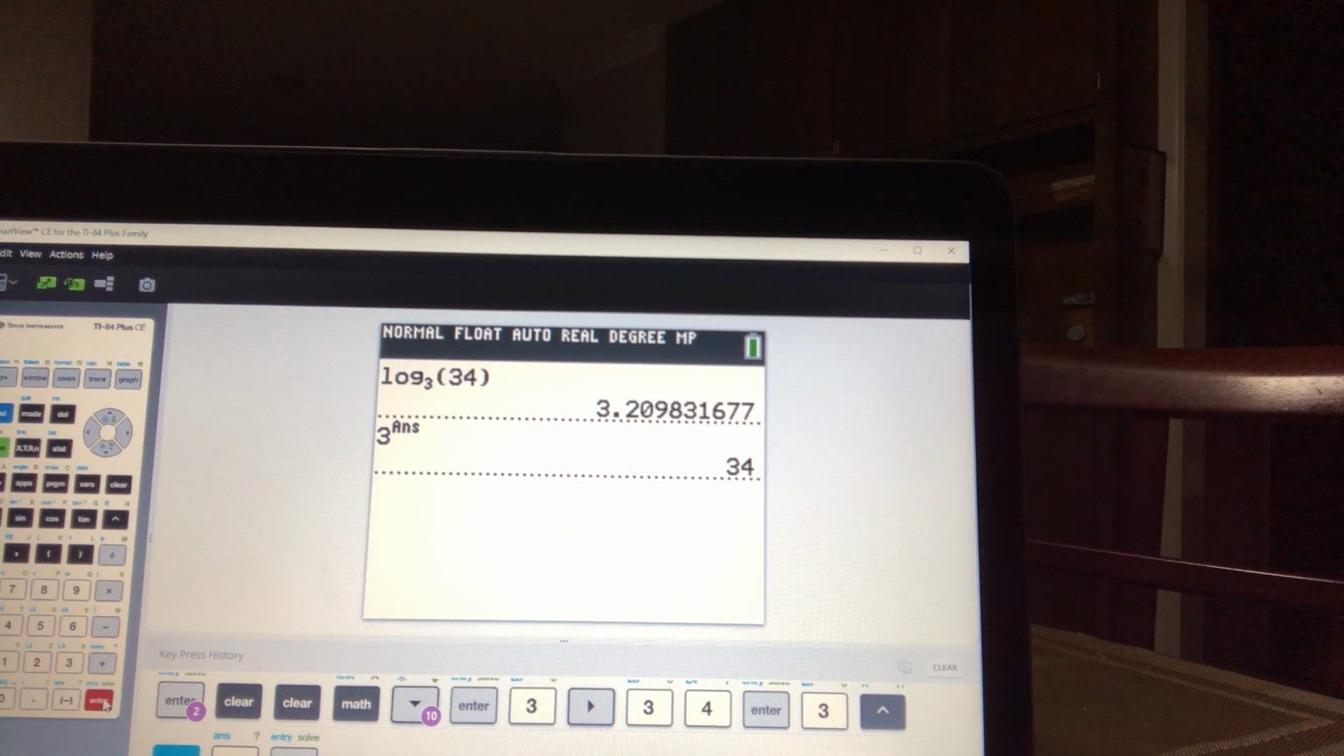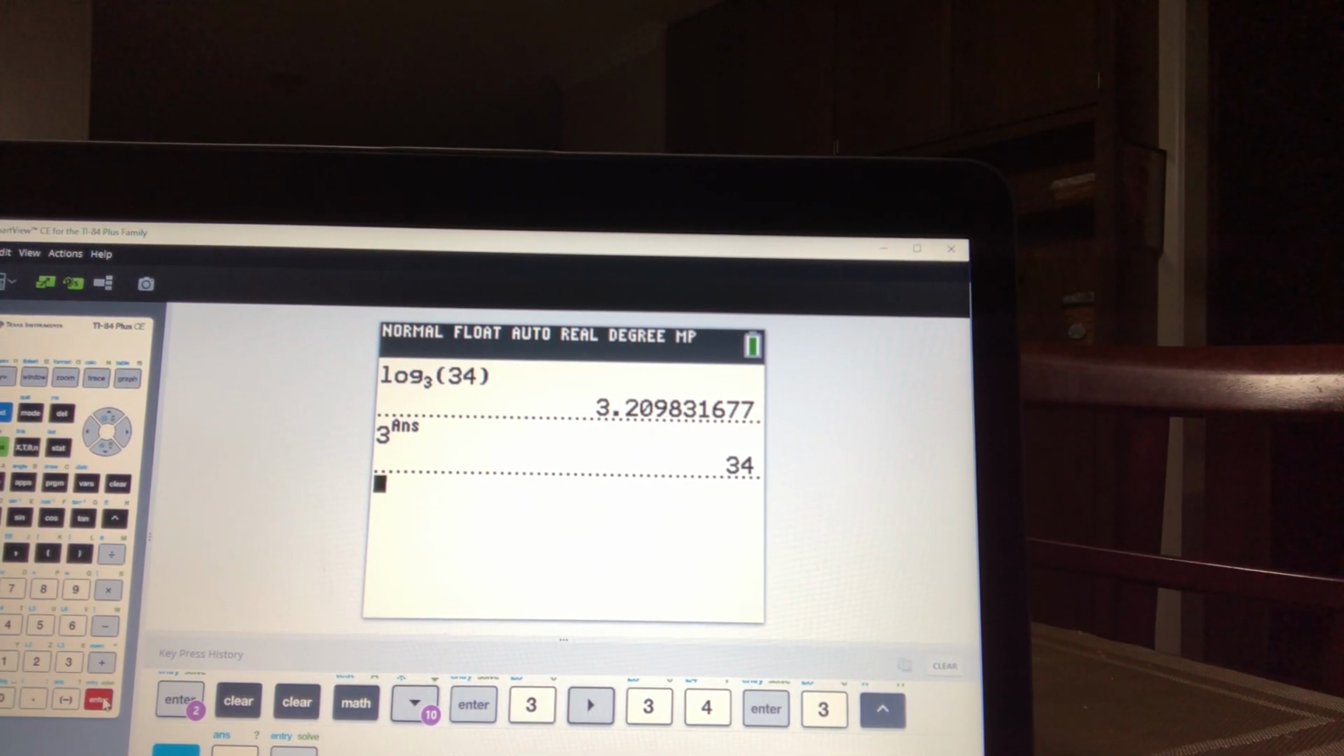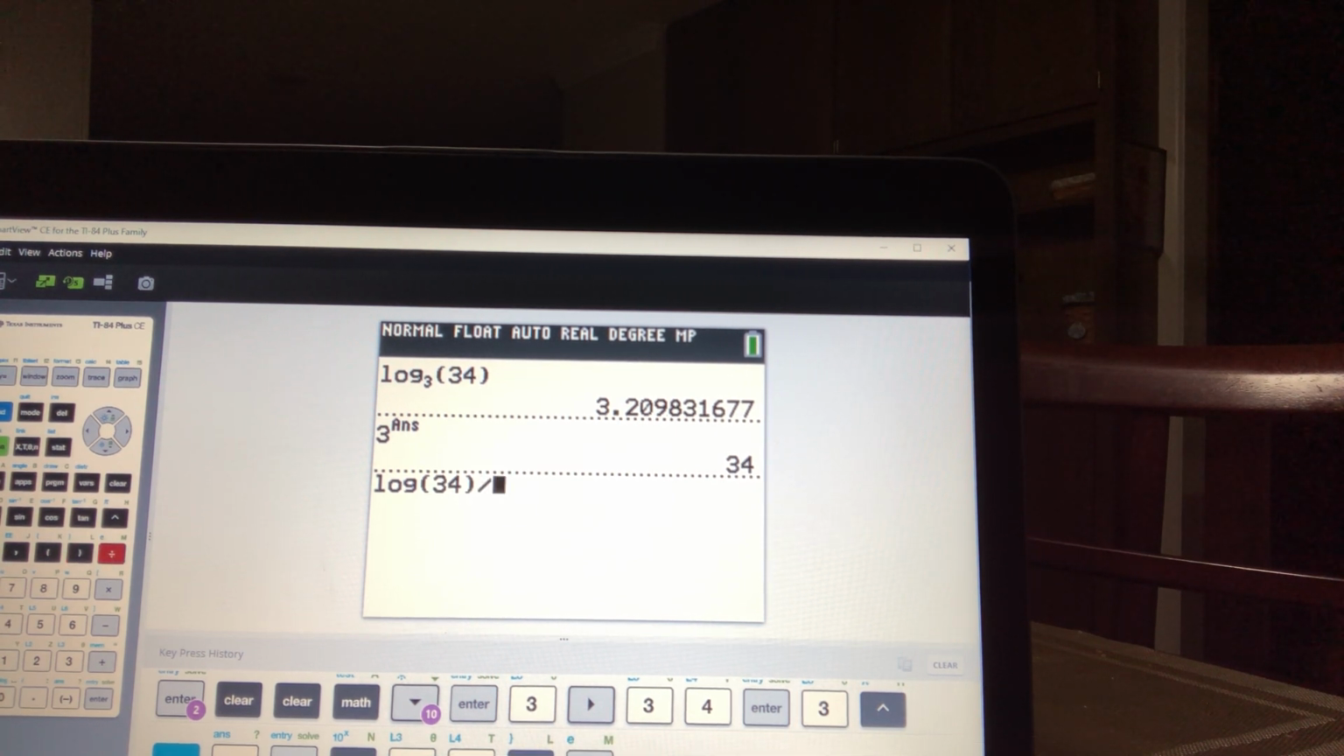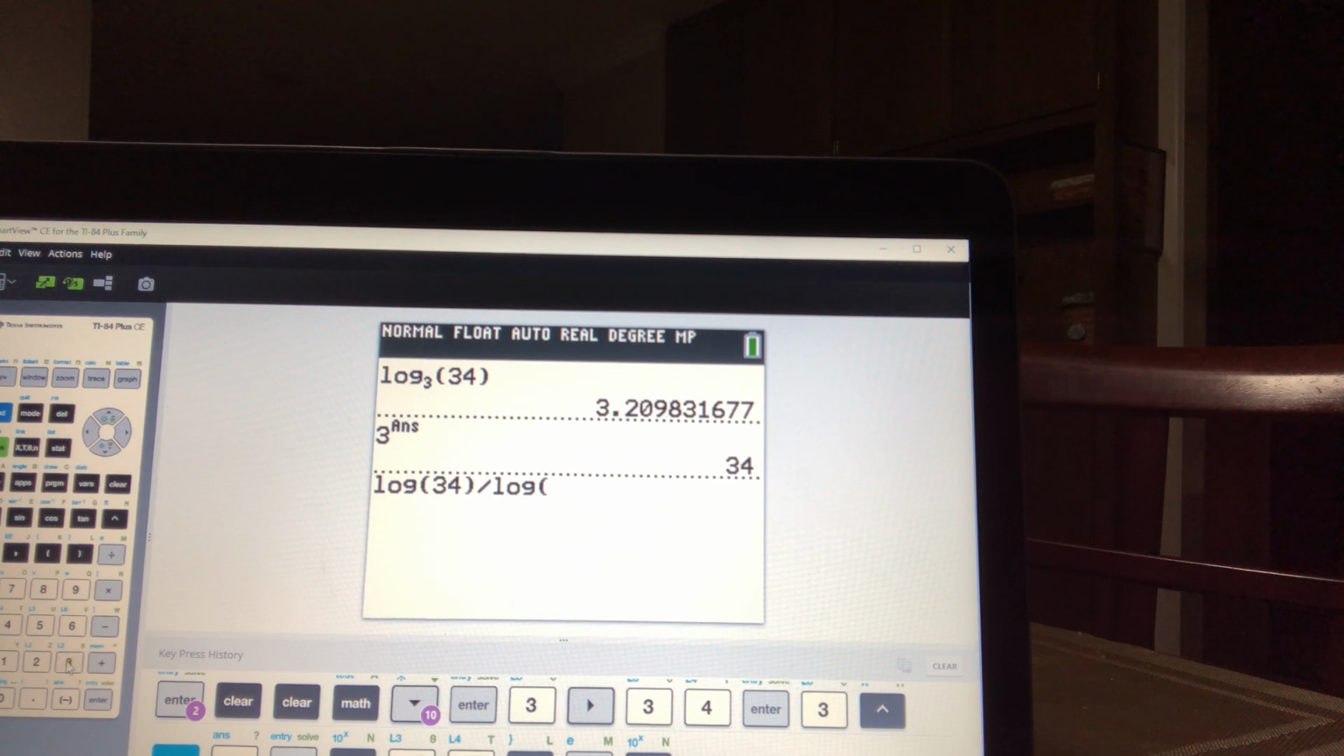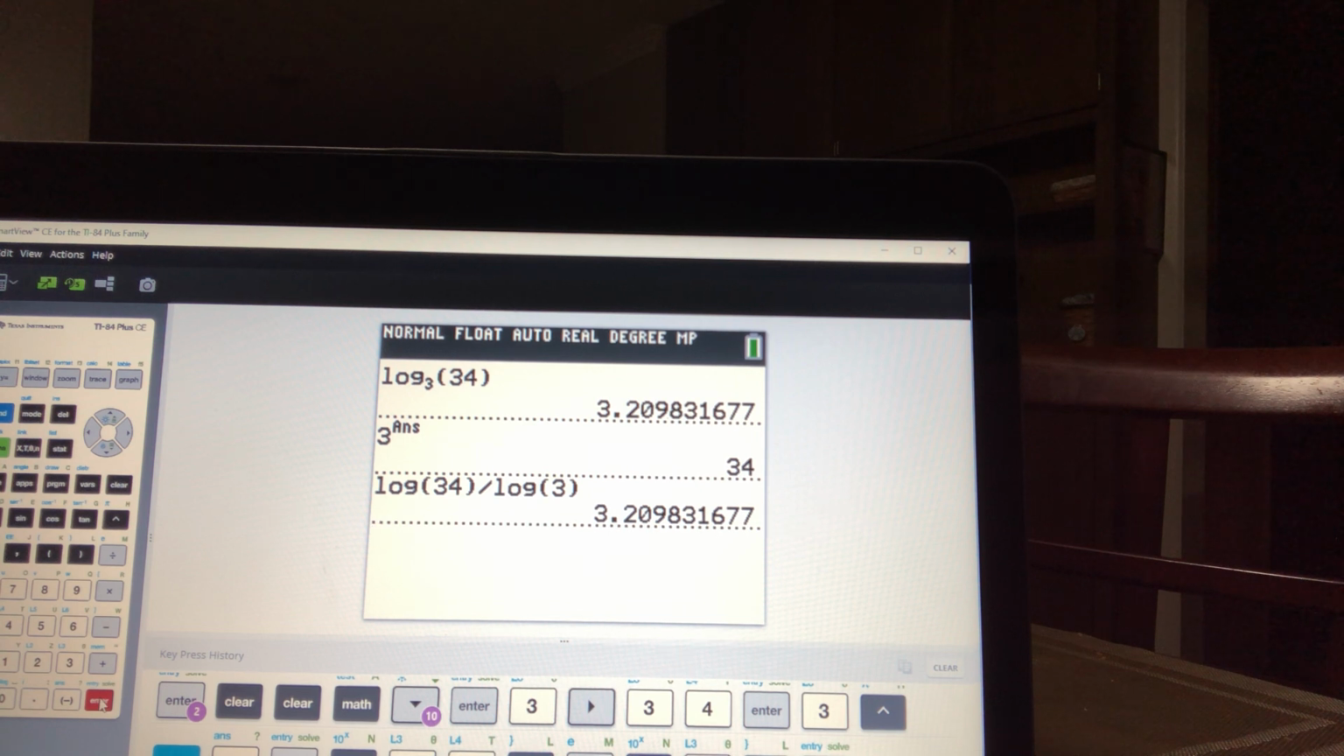Okay, so some of you probably do not have that option when you press math. Your calculator might be a different version than mine. If that is the case, you're going to do what is called a change of base formula. It's not difficult, but it's just another way that you'll have to do it. So the formula is on your paper, but I'm going to show it to you right now. You're going to use the common log button, the one we used earlier. You're going to put the number 34 inside. You're going to close the parentheses, and then you're going to divide by the common log of the base, which is 3. And then if you do that, notice you get exactly the same answer.